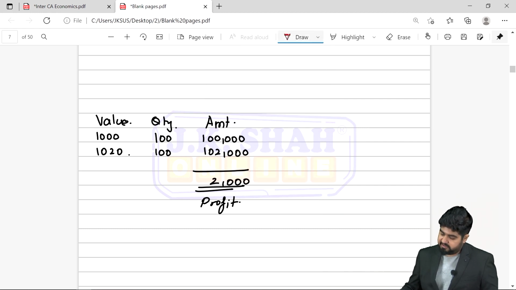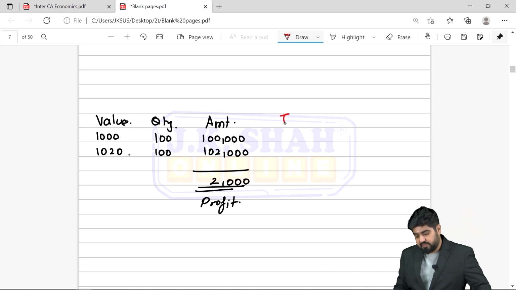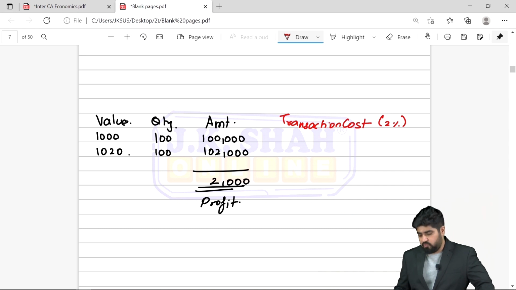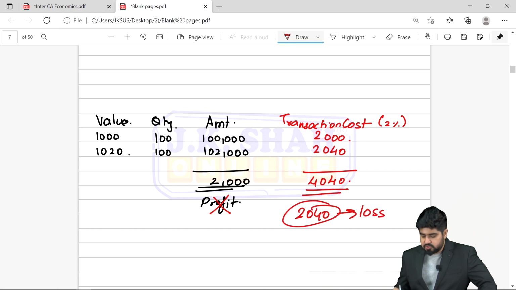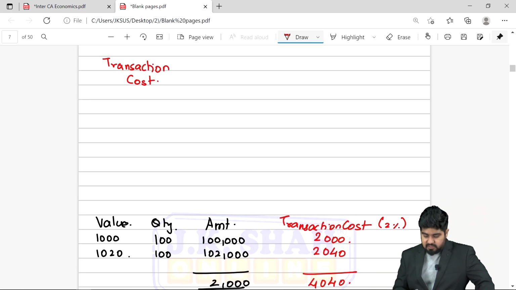But on the flip side, one important thing that you forgot to calculate is transaction cost. Sir, what is transaction cost? It can be taxes, commission, brokerage. Now, on 1 lakh rupees, let's suppose the transaction cost is only 2%. So 2% on 1 lakh is 2000. 2% on 1 lakh 2000 will be 2040. Total transaction cost is 4040, which means you thought it is profit, but actually it is 2040 worth of loss. So should you be investing? The answer is no. That is what I am saying.